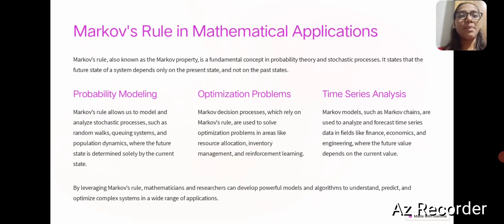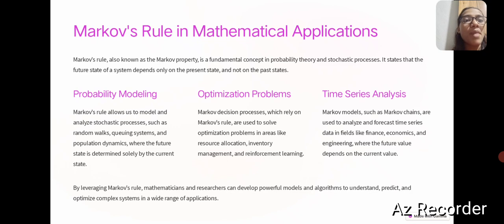Markov's rule in mathematical applications. Markov's rule, also known as the Markov property, is a fundamental concept in probability theory and stochastic processes. It states that the future state of a system depends only on the present state, not on the past state. Probability modeling, optimizing problems, time series analysis. Markov's rule allows us to model and analyze stochastic processes such as random walks, queuing systems, and population dynamics, where the future state is determined solely by the current state.